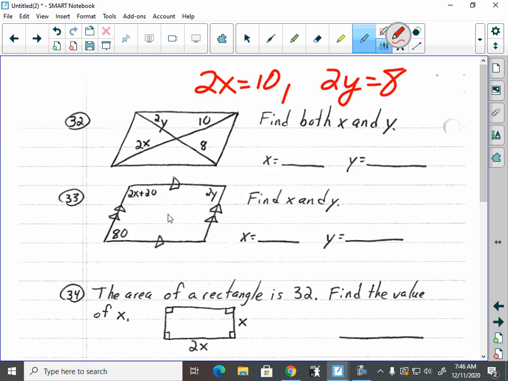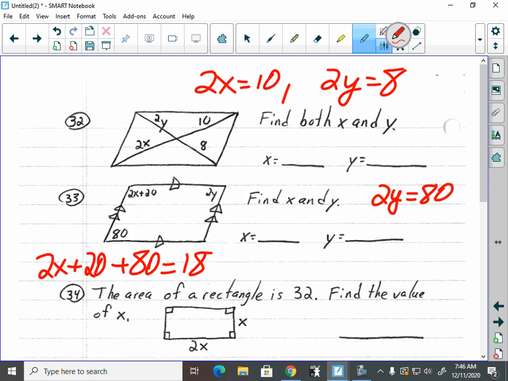The next one. The opposite corners are equal. So 2y equals 80. You can figure that out. And these consecutive angles are supplementary. So that would be 2x plus 20 plus 80 equals 180. Consecutive angles are supplementary. They're right next to each other, okay? So figure out that answer.